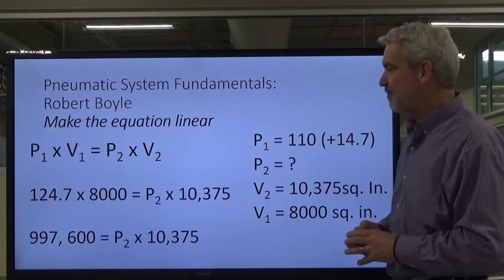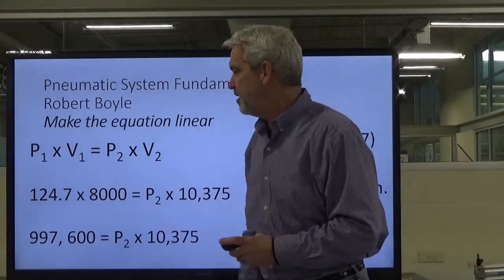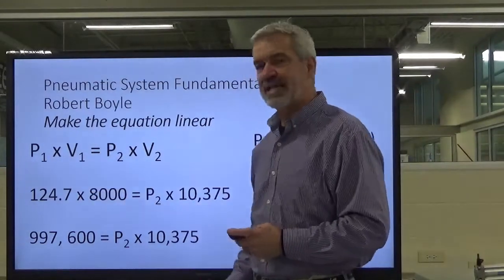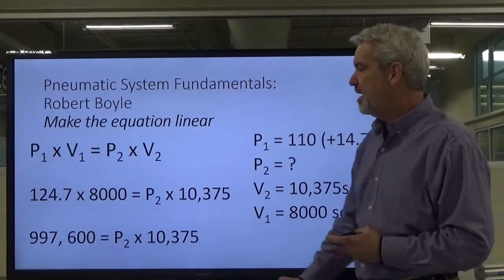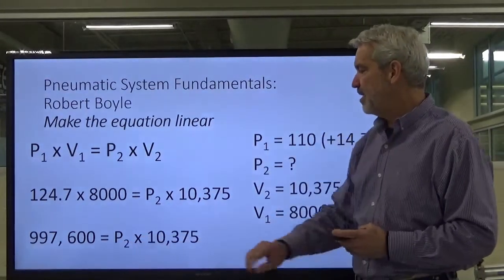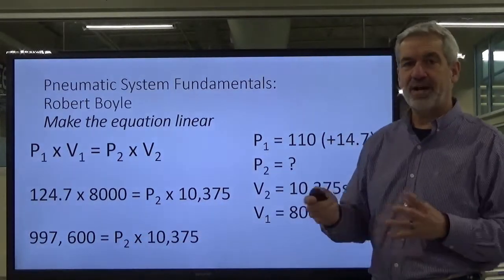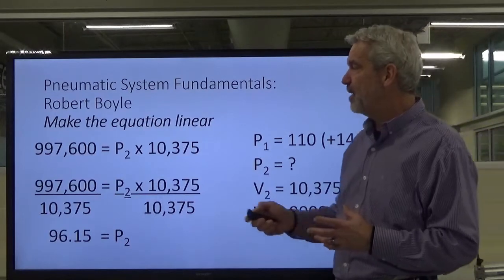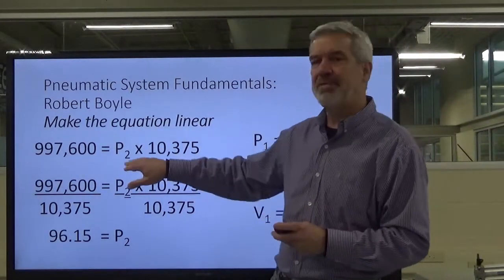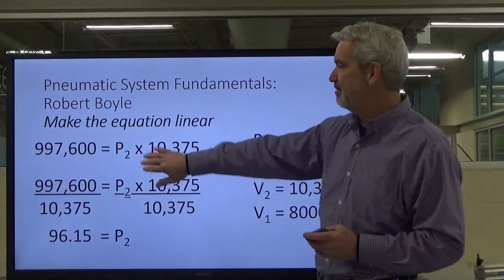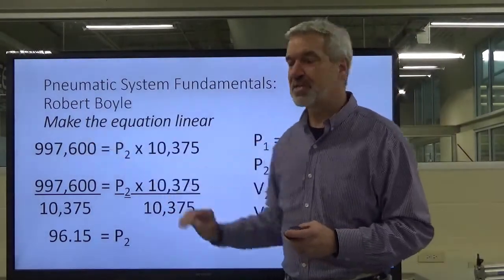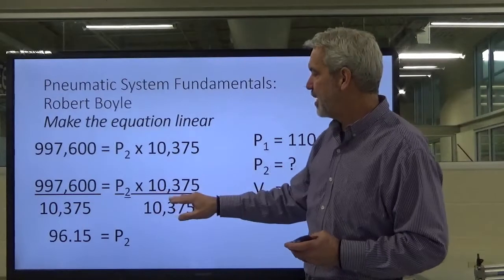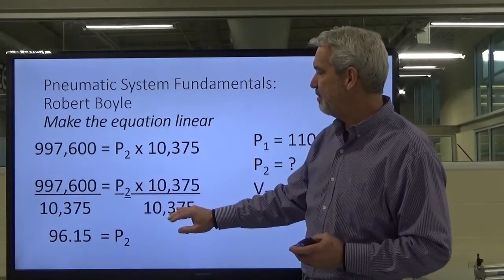So how do we find that? Well, let's do some math first. Multiply these two right here, the 124.7 times 8,000, we wind up with 997,600. That's equal to P2 times 10,375. Now, we talked about how do we get rid of everything so that we get P2 all by itself. Well, we divide whatever's hanging out with P2, and we have to divide both sides by that. So we divide this side by 10,375.